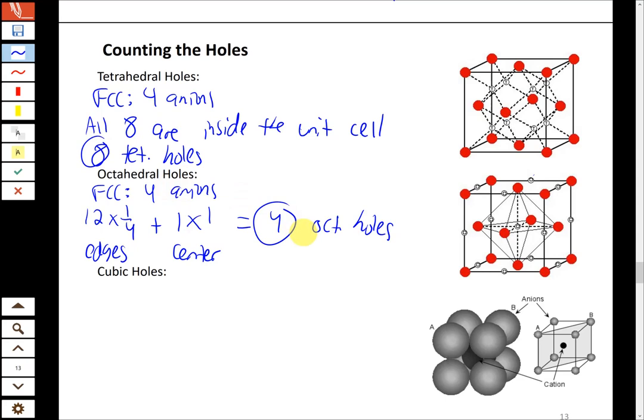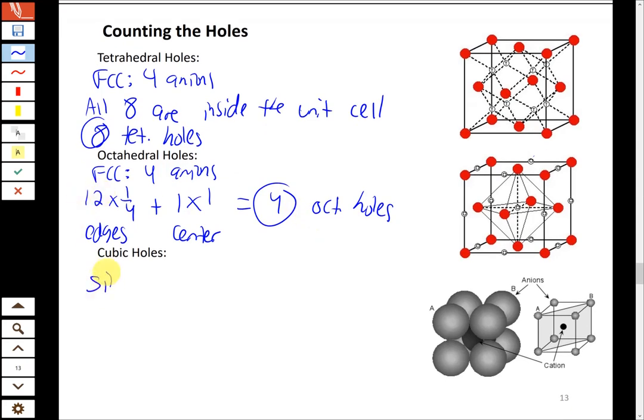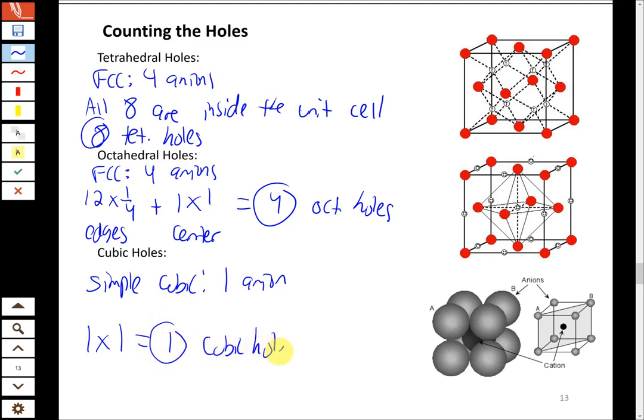And then finally, for the cubic holes, we have a simple cubic arrangement of the anions. So that's just going to be 1 anion in the structure, because there's 8 corners, each counting as 1/8. But then for the cubic hole, we have 1 at the center. It's unshared, so it's going to count as a full unit, and that's going to be just 1 cubic hole. So again, the ratio is going to be 1-to-1 for the anions versus the cubic holes. Now, as I said, how many of these are filled is going to depend on the formula of the compound, which depends on the charge of the ions involved. But you're going to fill up to 8 tetrahedral holes, 4 octahedral holes, and 1 cubic hole in these structures. And we'll, again, see some examples of how that works then.